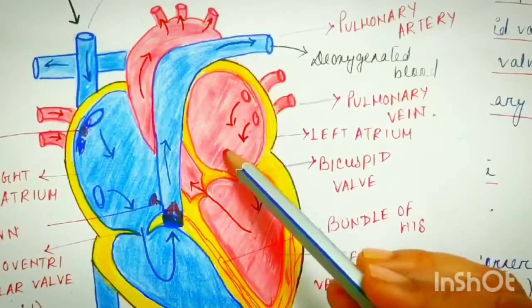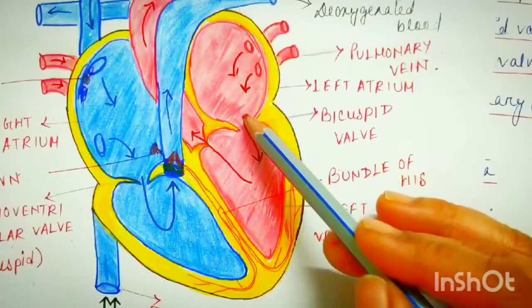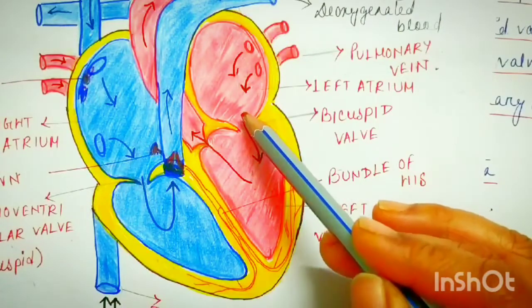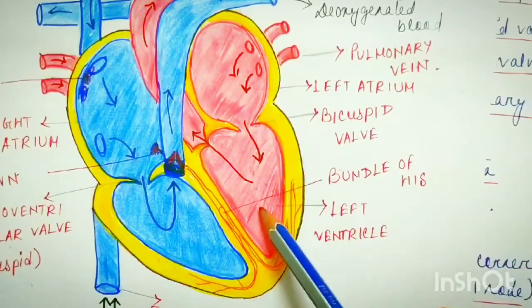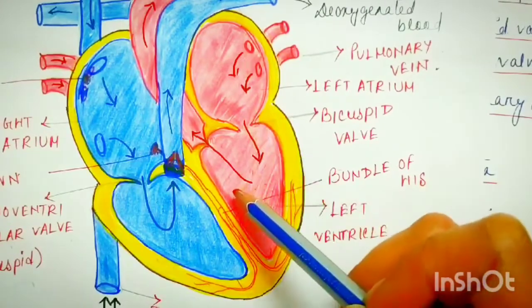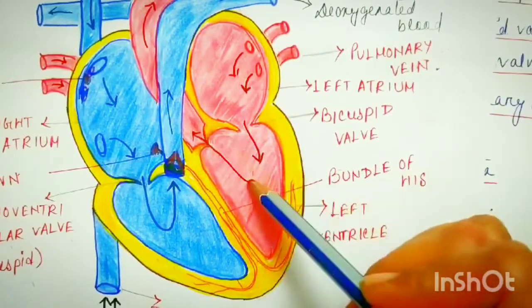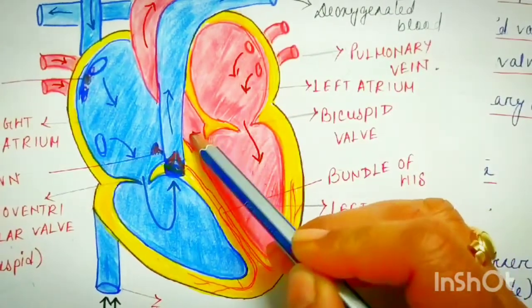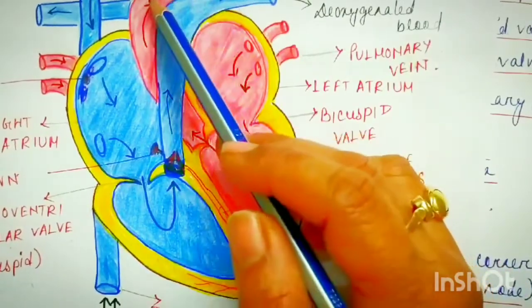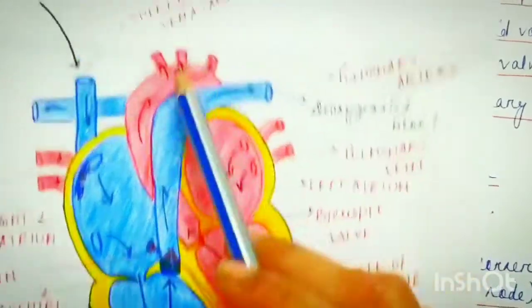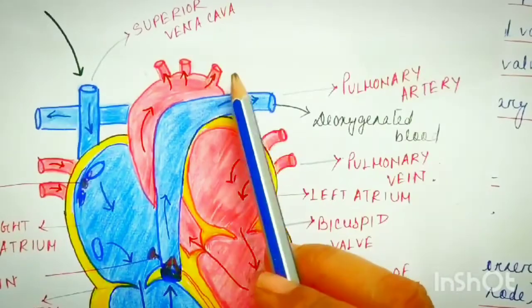Then from the left atrium, this pure blood comes into the left ventricle with the help of the bicuspid valve, and from the left ventricle through the semilunar valve, it again enters a large vessel which is known as the aorta, and from the aorta this pure blood is distributed to the different body parts.